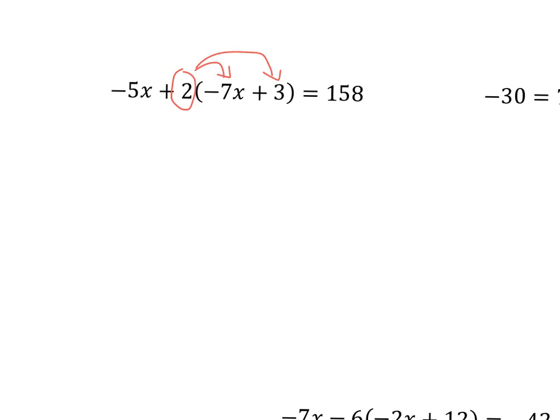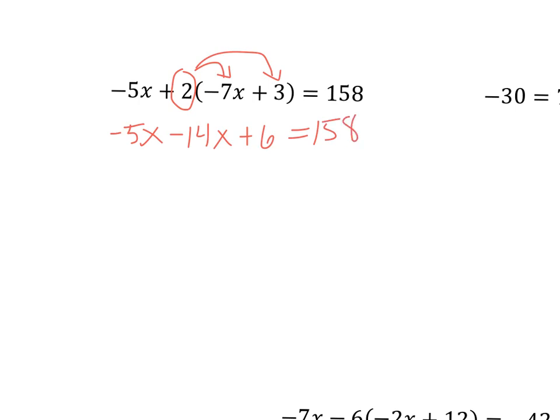Okay, so we'll just keep the negative 5x. We're not going to do anything with that. Then we take 2 times negative 7x. Well, that gives me a negative 14x plus 2 times 3, which gives me 6. And that is equal to 158.